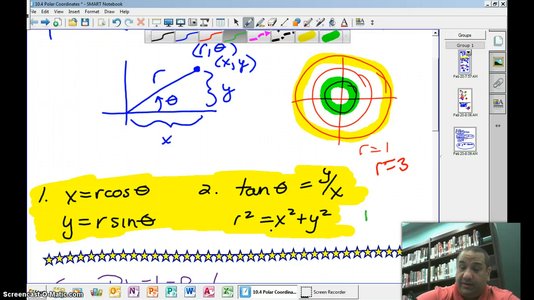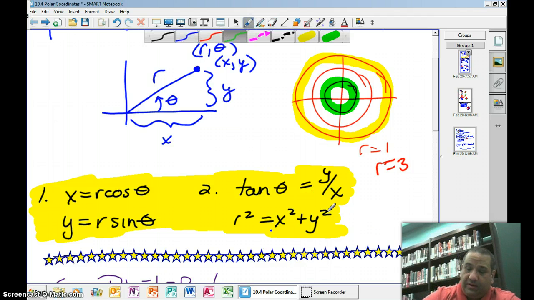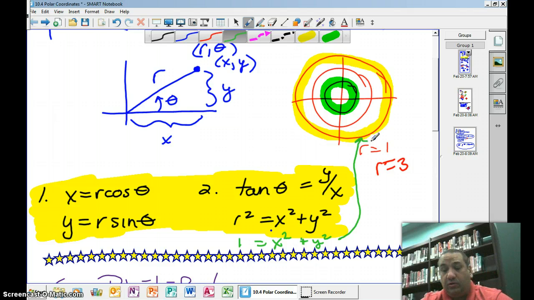So using this equation, it would be 1 equals x squared plus y squared. And that's why you recognize this guy to be a circle. Or let's move it up to here. There you go. Some more stuff.